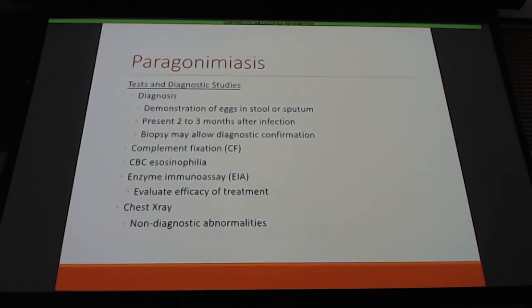So diagnosis: demonstration of eggs in stool or sputum. Here it says it presents 2 to 3 months after infection. That's about the amount of time that it takes for it to get there. Just remember, you might have to do multiple samples. And then you have a couple of other choices there. You can do biopsies if you like, though not too many folks do that. You can do a PCR here as well.